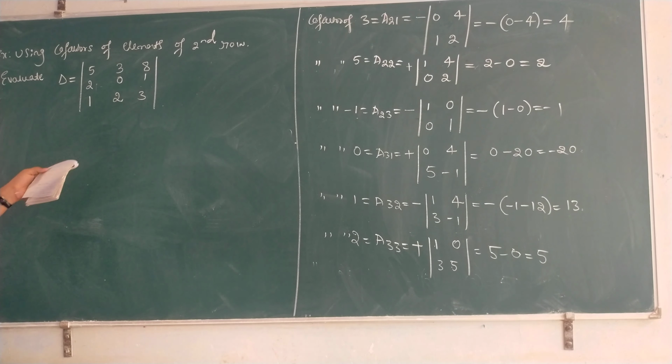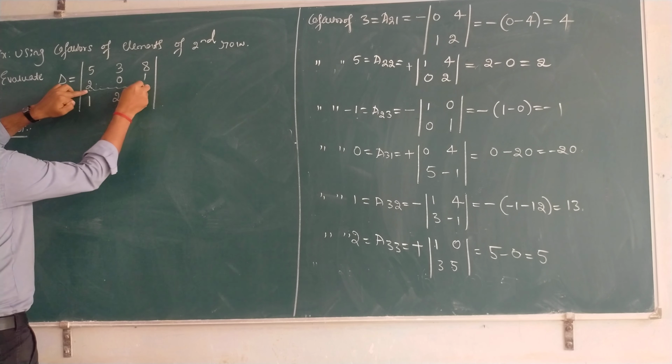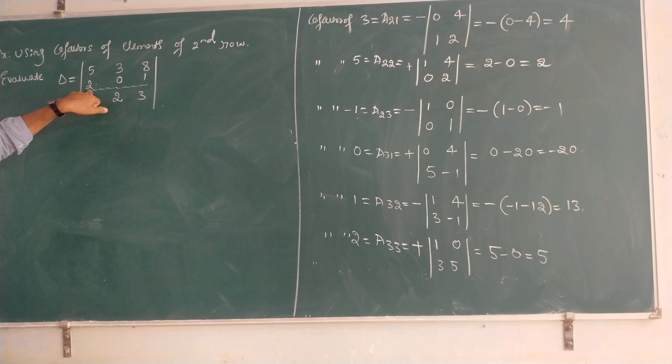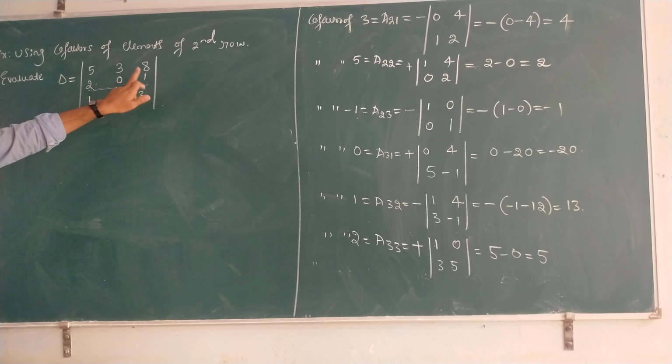Solution. Cofactors of elements of the second row. Second row means what? This row. Second row elements we have to find out. This is the second row. The places are a21, a22, a23.